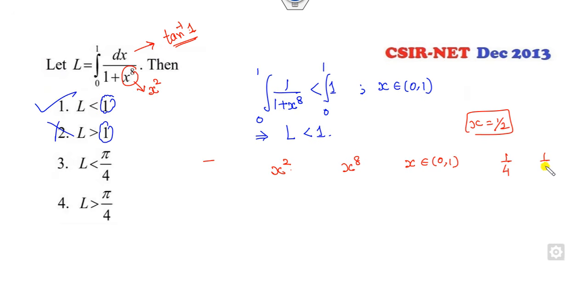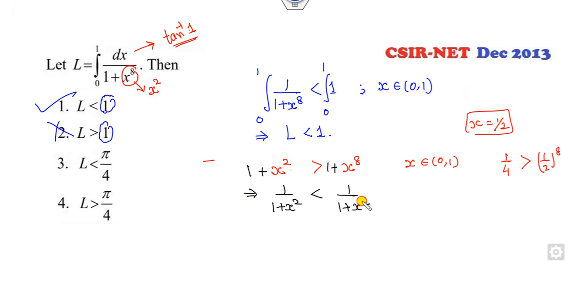This value will be 1 over 2 raised to power 8. Clearly, x raised to power 2 is greater than this. Fine. Now I can add 1 on both sides. What is the reciprocal of this? It is less than this.